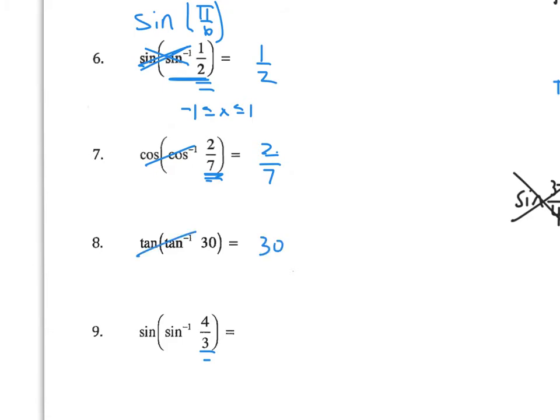Okay? So now, is 4/3 between -1 and 1? So that means we can't even do the sine inverse of it because it's beyond the unit circle. So what would we say for this one? Undefined. And that's last night's homework. Okay? So we started with our inverse part first.